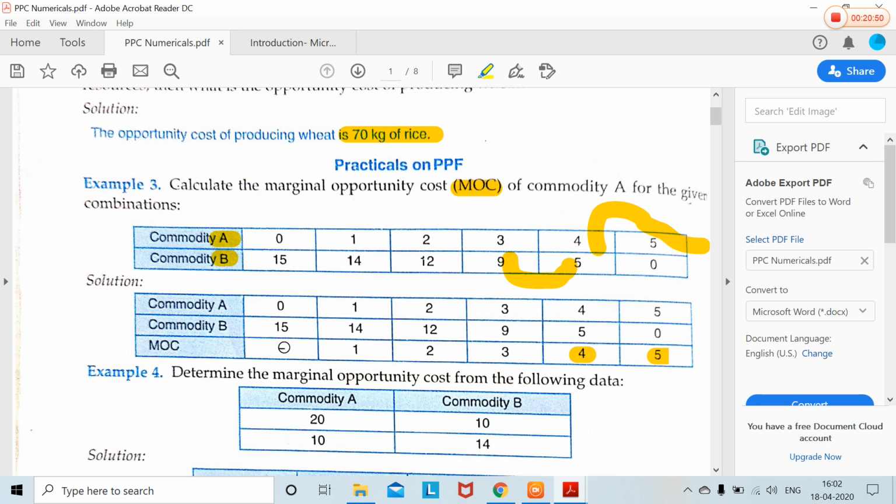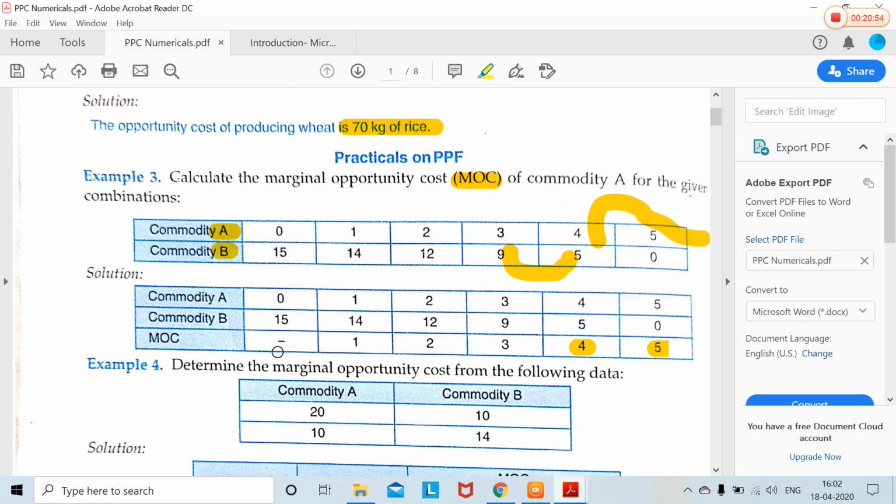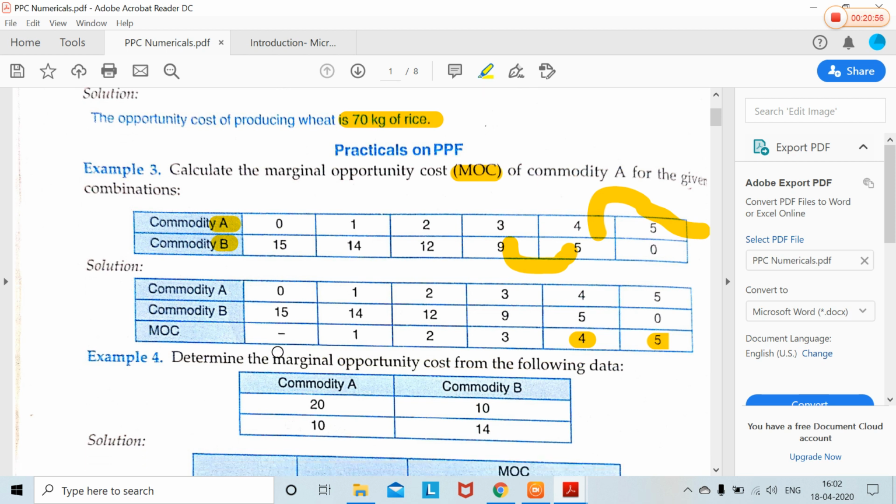We will not write 0 here. Dash means you cannot just find it. There is not enough information to find MOC here. So in the first case you will put a dash because you don't know how many units you have lost. Actually you have just started producing. Earlier you shifted all your production towards B.